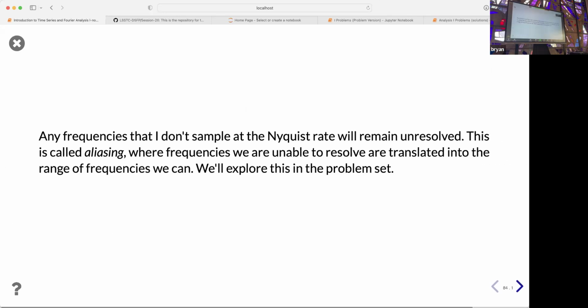So any frequencies that you don't sample at at least the Nyquist rate will be unresolved. And this is going to be translated into the frequencies that you do resolve. By Parseval's theorem, the total energy in the signal is conserved, so you're going to see that frequency show up in some other frequency. This is something called aliasing. And I worked out a nice simple problem for you to see how aliasing works in the problem set.